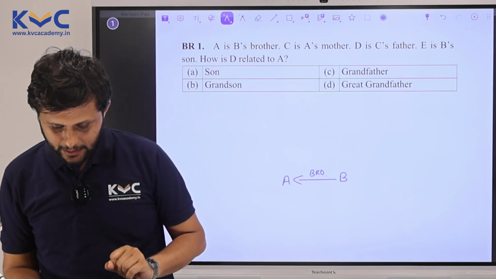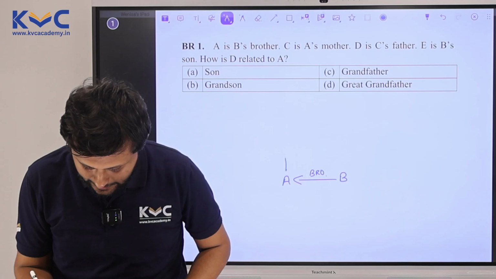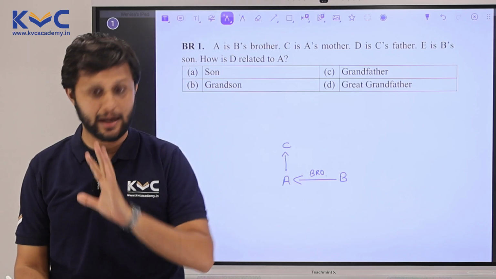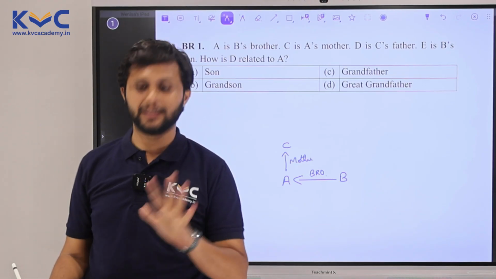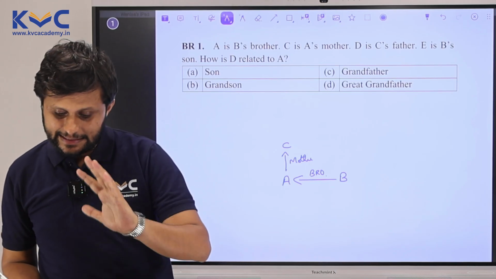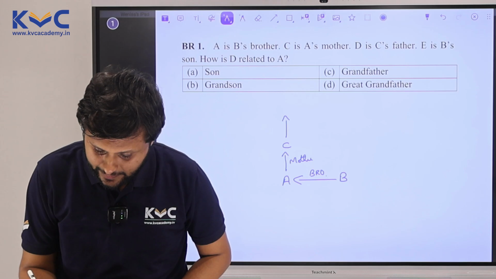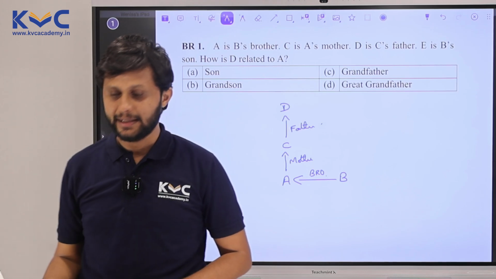Correct? Okay. C is A's mother. So where is C? C is upwards. We are talking about the relation of C. That's why the arrow is upwards again. And this is mother. The relation I write over here. Okay. D is C's father. D is above C, the previous generation, and here I write it as father.